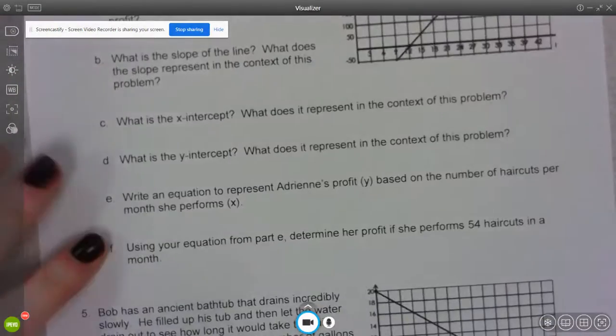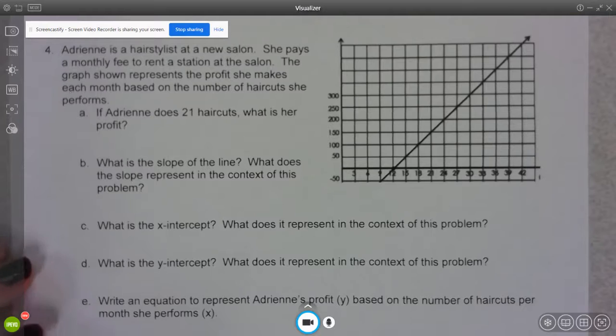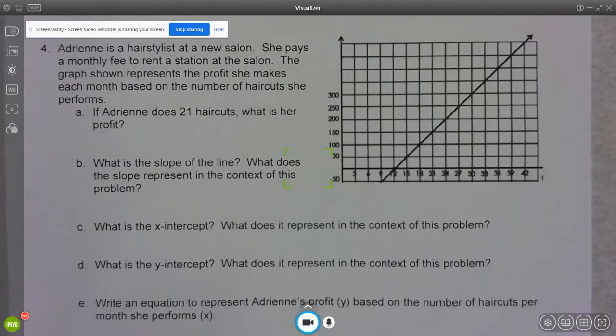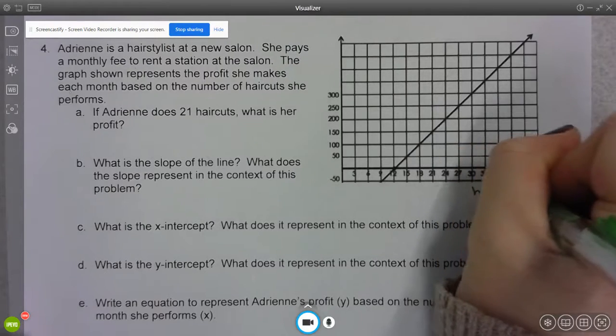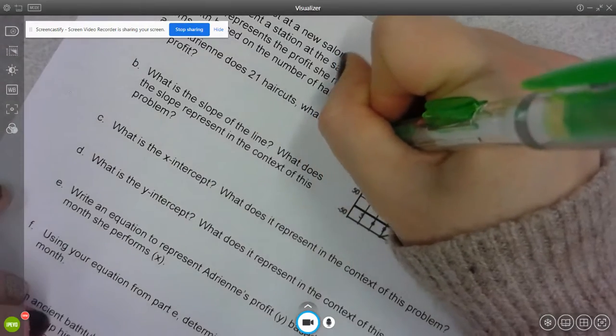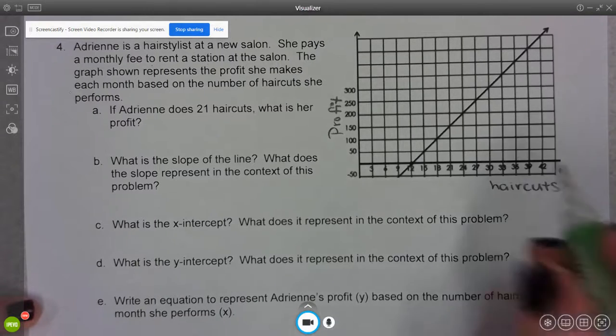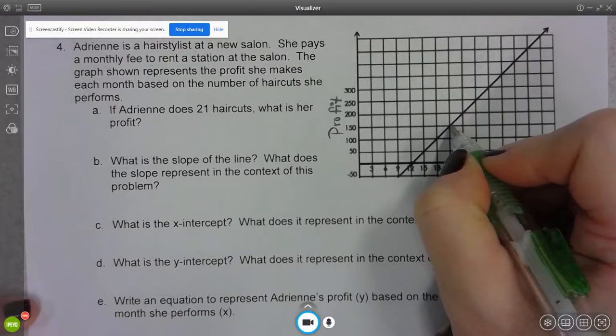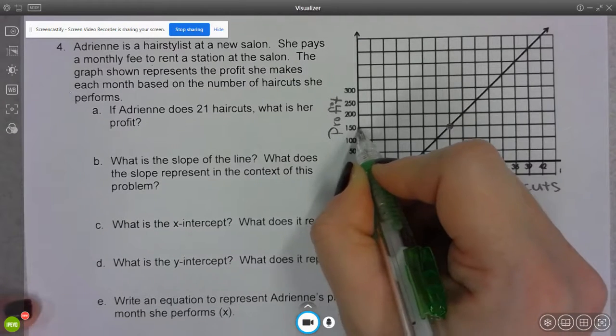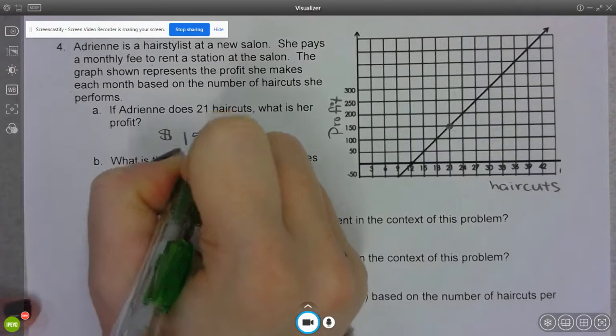All right, we've got 2 more, and these are all graphs. Let me focus this a little bit better. Adrienne is a hairstylist. She's paying a monthly fee to rent a station at a salon. The graph is her profits each month based on the number of haircuts she performs. So this is haircuts, and this is her profit. So if she does 21 haircuts, how much is her profit? Well, her profit would be $150.